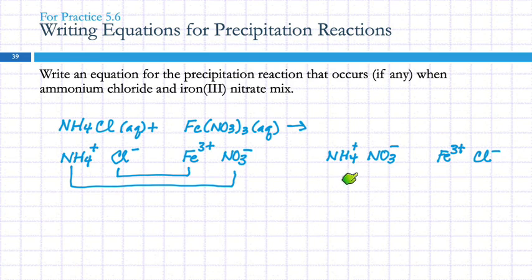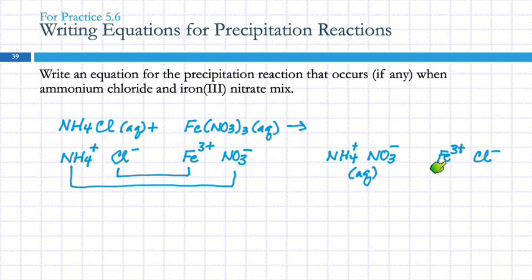So would these two form an insoluble compound? Well, if you look at your table of rules, on that first line, you're going to see that ammonium compounds are always soluble, no exceptions. So this is going to be aqueous. If you go to the second line, you see that nitrate compounds also don't form any insoluble compounds.